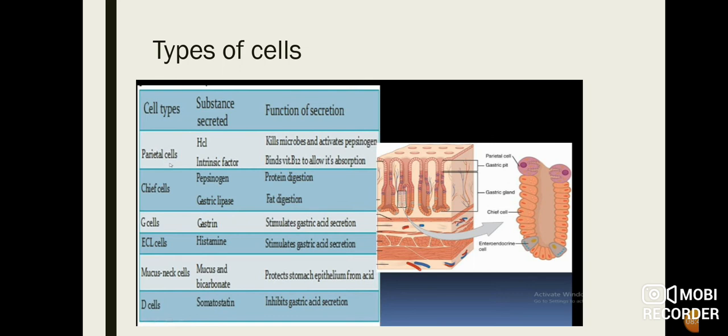The other substance secreted by parietal cells is intrinsic factor, a glycoprotein which helps us in absorption of vitamin B12. That's the function of intrinsic factor.